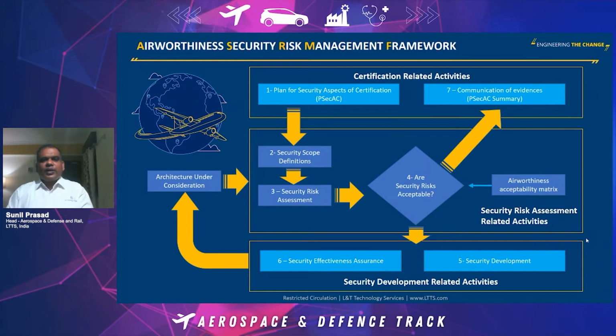Let's look at the airworthiness DO-326 framework. What does it recommend? There are activities which are certification related. There are activities which form the basis for the certification, which is the security risk assessment. And then there are activities based on the risk: how do you incorporate and develop security into your architecture, what are the things you have to consider, and how do you assure the security? Those are the three blocks that we need to take care of.